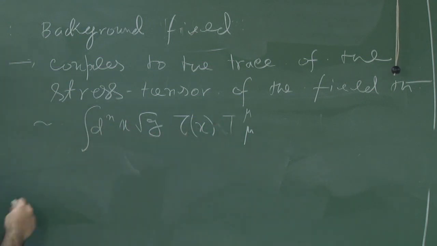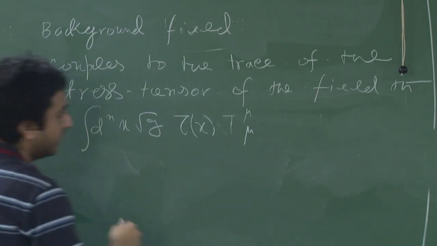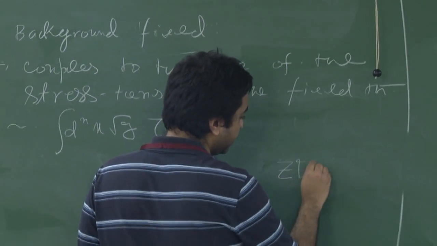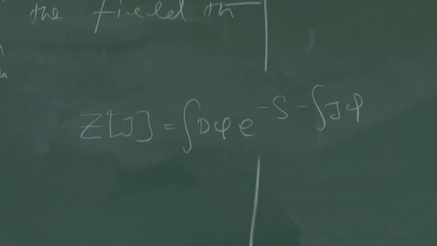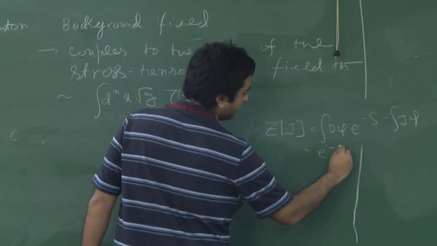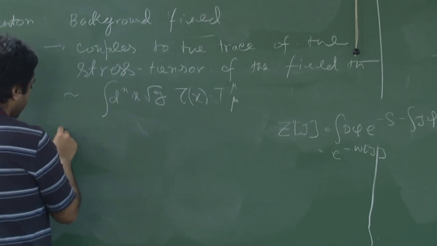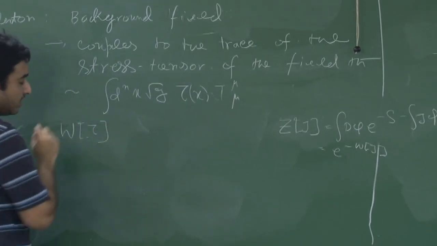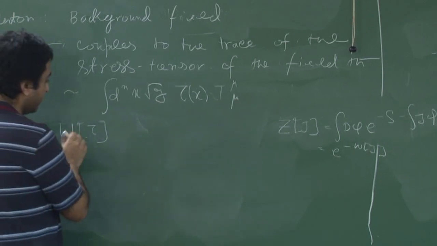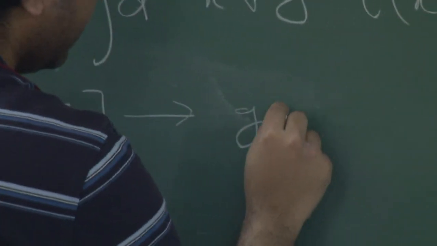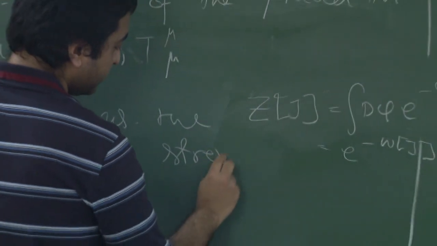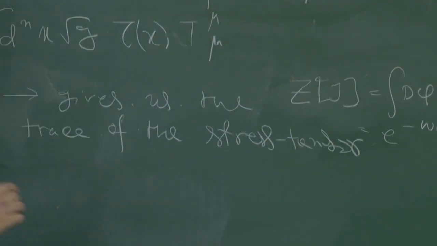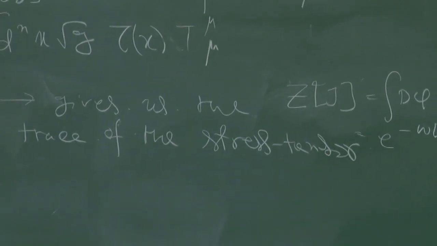So, the standard thing of computing this trace of the stress tensor will be to compute the, like in field theory, what we do is that we compute this object Z of J. So here what we compute is this object, say, let me just write it as W of tau. So if we know the effective action W of tau, then that actually gives us the trace of the stress tensor. So it's simple. I mean, there is no, as such, there is no problem.